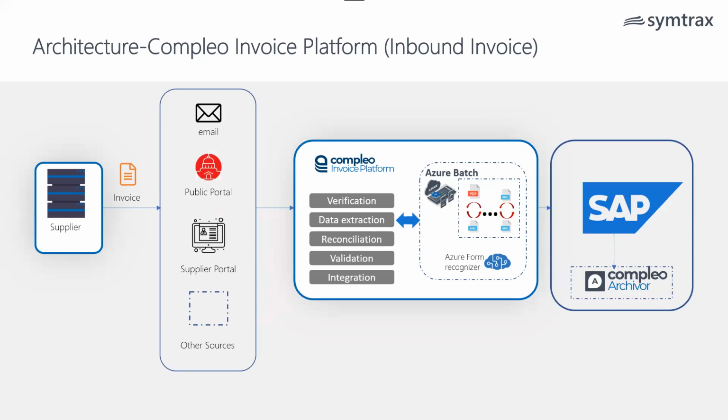So the first one is verification. After receiving an invoice from the supplier, an internal user from the customer side will receive a notification mentioning that you need to intervene and perform some action. So it can be like verifying whether the inbound invoice has all the mandatory fields, and checking the supporting document, etc. So the internal user can log into Comblio Invoice Platform.